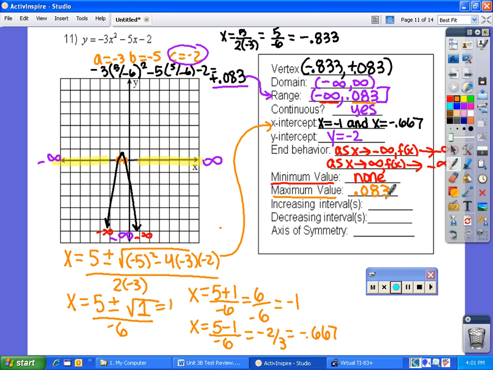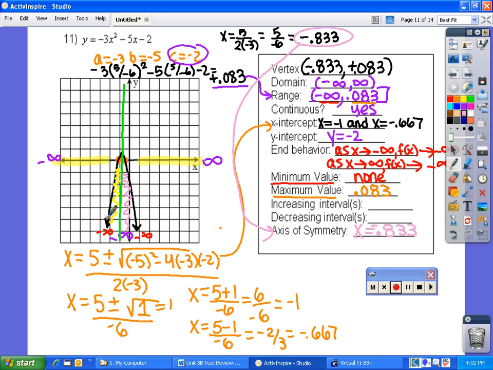Okay, decreasing and increasing interval again. So first thing I'm going to do is draw a line straight through the middle. And then I have stuff going on the left-hand side, and then on the right-hand side of that line. That line is basically this number. So that's your axis of symmetry. It goes here. So that answer is negative 0.833. Alright, so on the left-hand side of that number are these numbers.